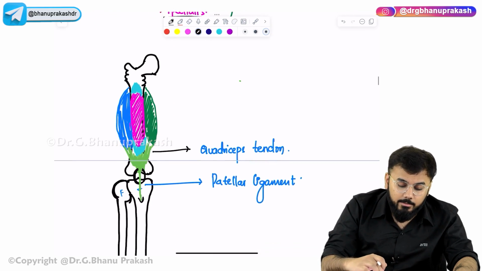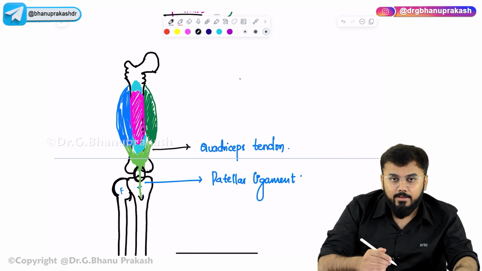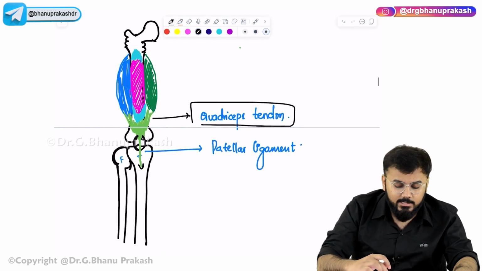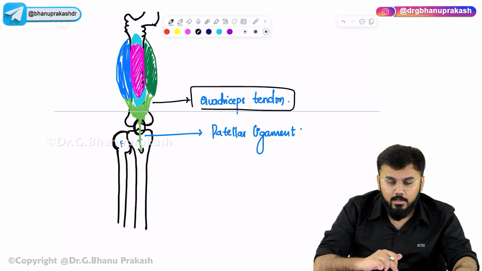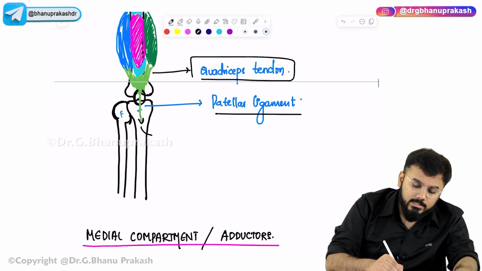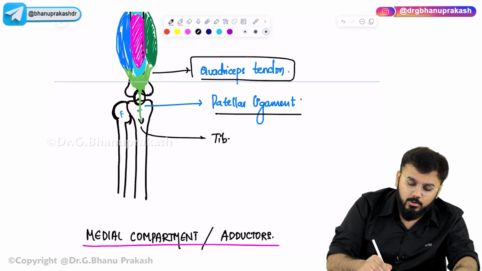Why? Because all these 4 muscles together have a common tendon, and that tendon is called the quadriceps tendon. And this tendon, as it passes over the patella, you should call this the patellar ligament. And the patellar ligament inserts here, this is called the tibial tuberosity.